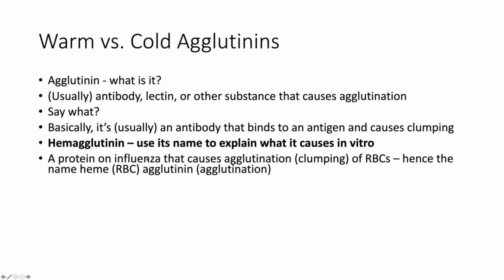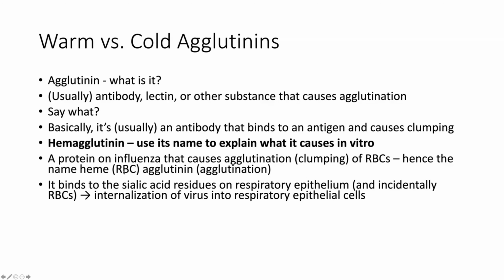It's also the name of a protein in influenza, right? In H1N1, hemagglutinin is what the H stands for. But in general, it's a substance that causes clumping in blood cells. In the case of influenza, it's the thing that binds to sialic acid residues, which I didn't know. There are also sialic acid residues on RBCs, right? So it binds to the sialic acid. It's what allows it to bind to the respiratory epithelium, but it also will bind to the surface of RBCs, and that is ultimately what allows it to be internalized into the respiratory epithelial cells.